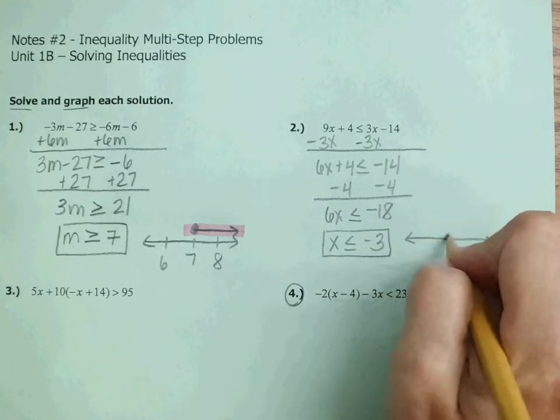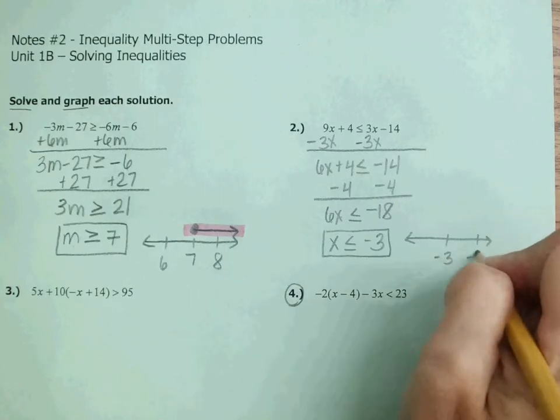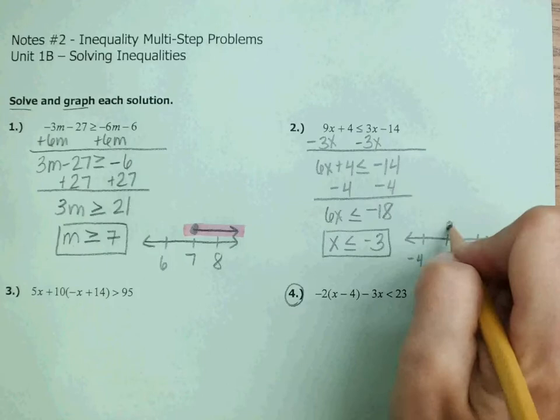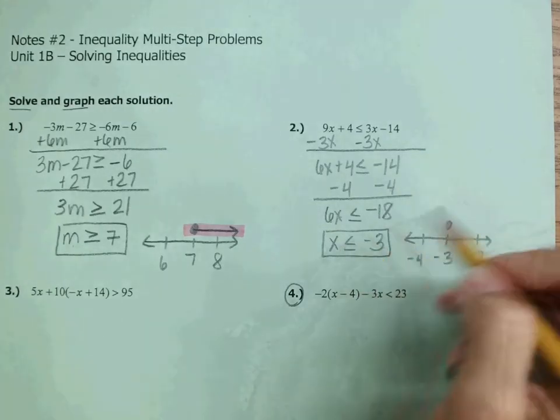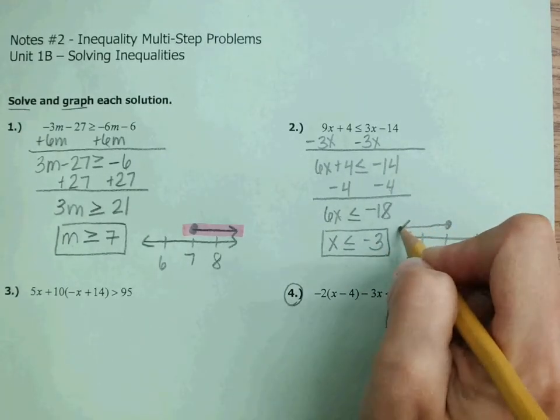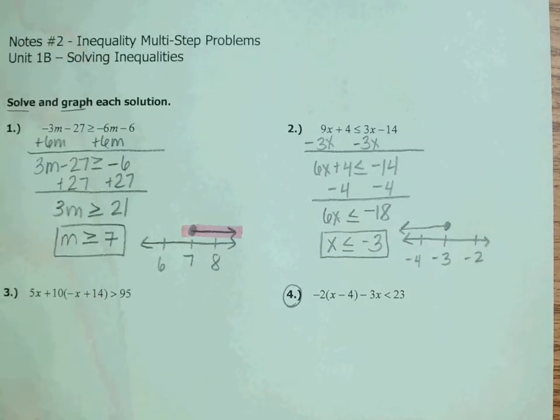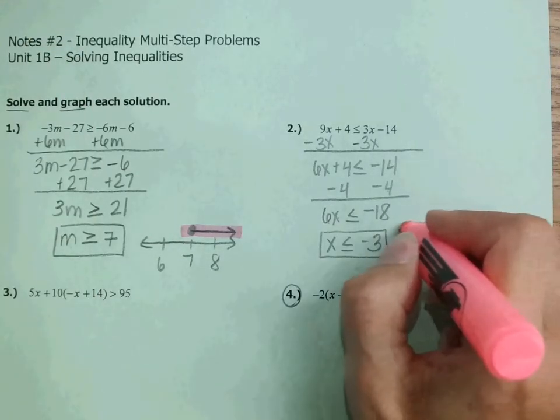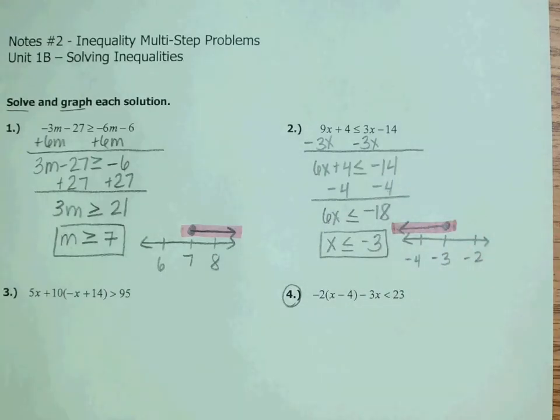Okay, my number line, I have negative 3 in the middle, one greater than, one less than. I have a closed circle, and it's x is less than, so I'm going to have my arrow go to the left in the less than direction. My solution is going to include my closed circle and all the values to the left.